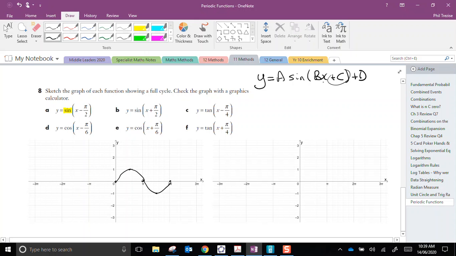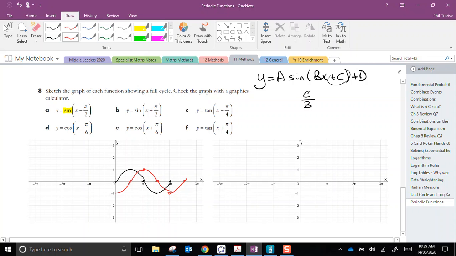But this is the bit here, c. Now remember, the horizontal shift is c divided by b. So in our case, this number, pi over 2, divided by 1, so it's still just pi over 2. Because it's subtract, it'll move to the right. So remember, pi over 2 is that far, so the 0 point will jump to there. The maximum will jump to the right. This will jump to the right, this will jump to the right, this will jump to the right. So this will be my translated graph.